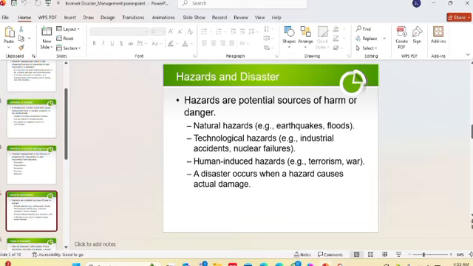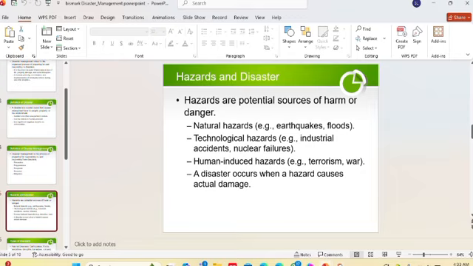So let's see disaster and hazards. Hazards are potential sources of harm or danger. So we have almost four categories. First one is natural hazards. When we talk about natural hazards, for example, earthquakes and floods, those are natural. It can be tsunami, also those are examples.